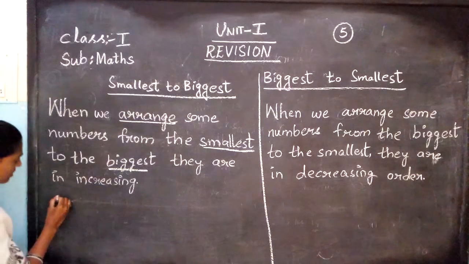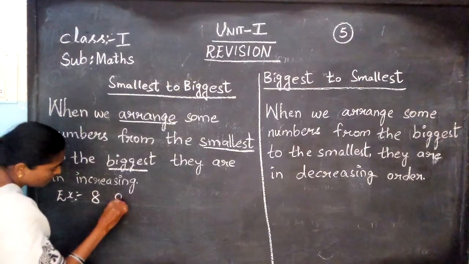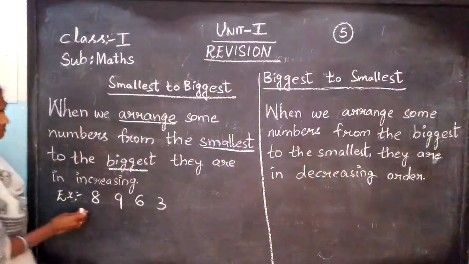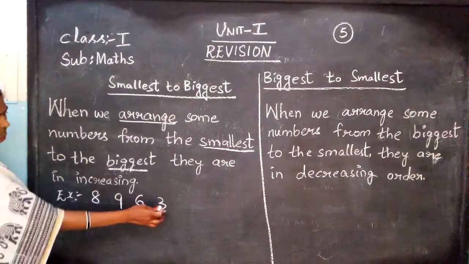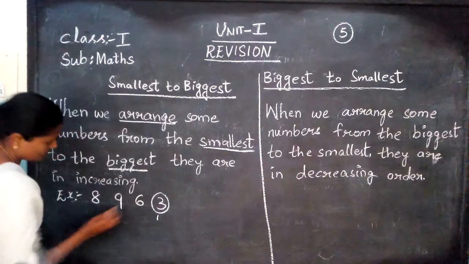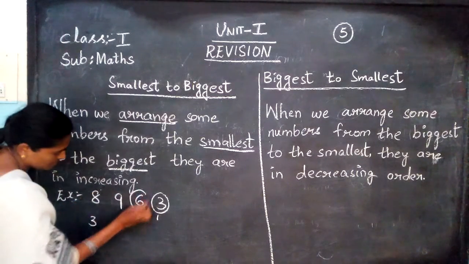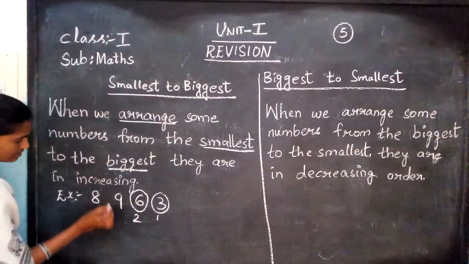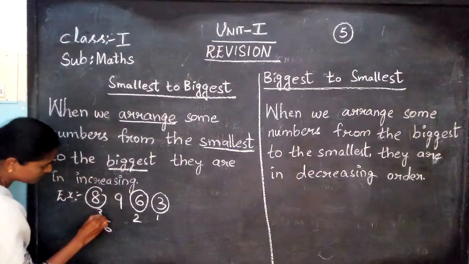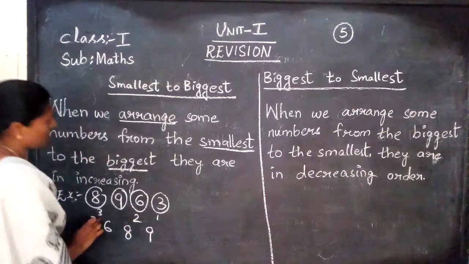For example, 8, 9, 6, 3. In these numbers, what will come first? This is the first one. First number 3. Again, 6. This is the second. Again 8. Again 9. This is the increasing order.